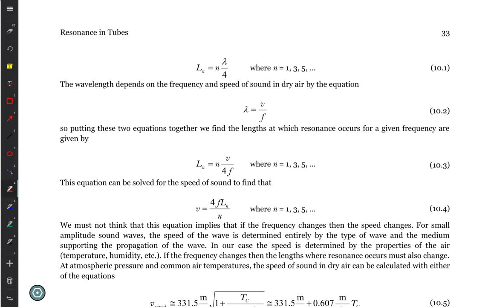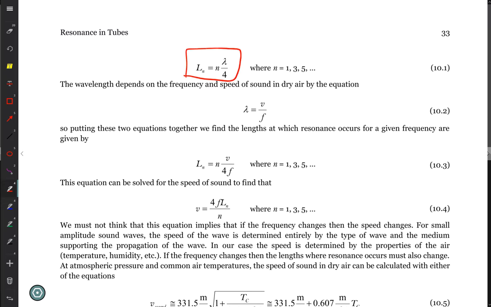According to what we've just gone over, the lengths that resonate for a given wavelength, notice in this case we had changing length and a constant wavelength, so it's L sub n instead of lambda sub n. The lengths that resonate for a given wavelength are odd multiples of lambda over 4.